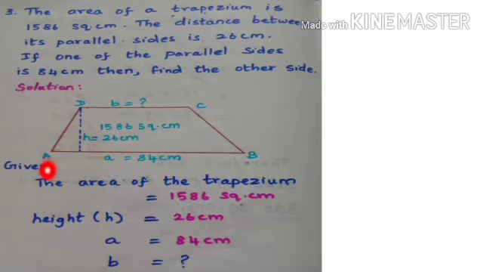Okay. So for that, draw a trapezium and mark a and b, c and the values in the trapezium and write down what values are given. The area of the trapezium is equal to 1586 square centimeter. Height h is equal to 26 centimeter. a is equal to 84 centimeter. And to find b is equal to question mark. So we have to find the value of the other side.